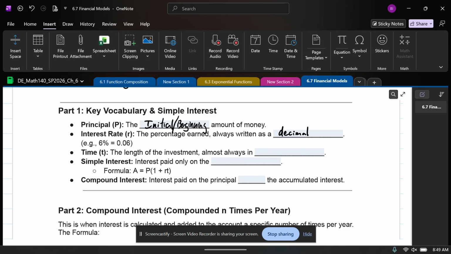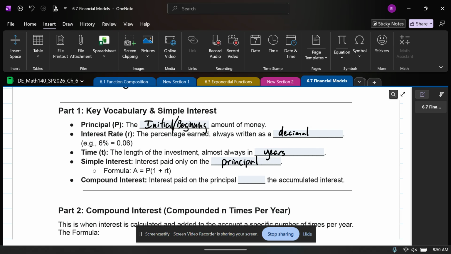Time is how long your investment is in that account. It's almost always in years. Okay, and so when we're dealing with these accounts, if they told us 6 months, we want to express that in years. That'd be 0.5 years. Okay, so time is always going to be in years. Simple interest is interest paid only on the principal. Okay, so they only pay interest on the principal investment. They don't pay interest on anything you gain after that.